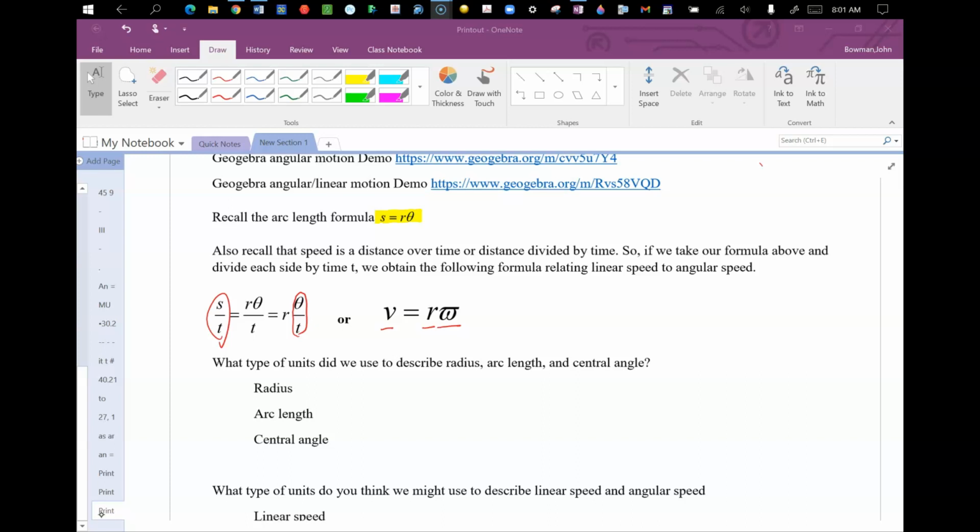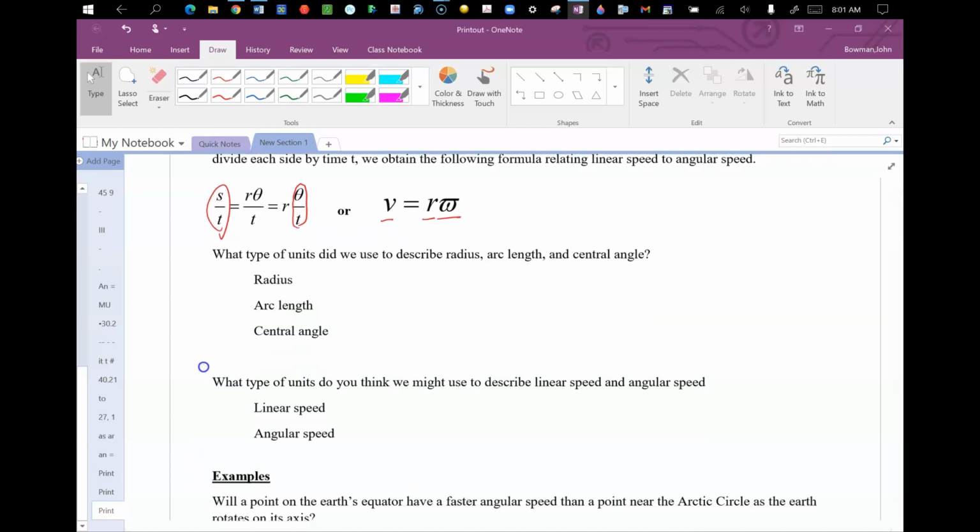But before we start working with those conversions, I want to talk about some of the units associated with radius, arc length, and central angle, and some of the units associated with linear speed and angular speed, so you get a feel for where we're headed with this. The types of units we use when describing radius are things like inches, feet, meters, miles, etc. Arc length would be the same as radius.